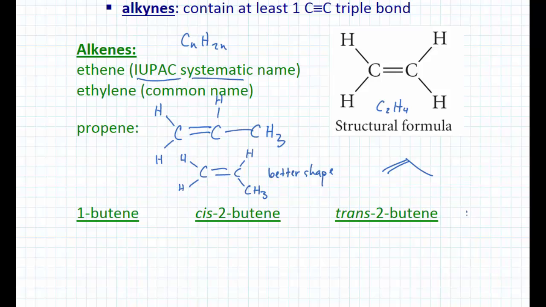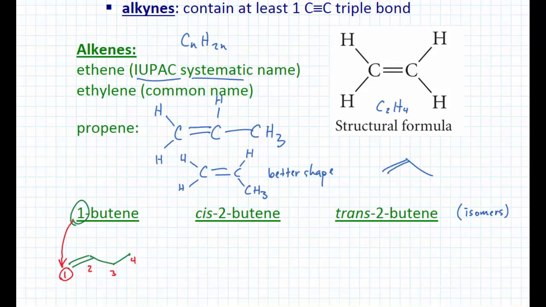So these are all isomers, meaning they have all the same number of atoms, but they're connected together differently. So we've got 1-butene, cis-2-butene, and trans-2-butene. So in a double-bonded compound, that number indicates where the double bond starts. So if we draw this structure, 1-butene is going to have its double bond be between carbon 1 and carbon 2. So it's the lower numbered carbon that's involved in the double bond. So think of it as where the double bond starts.